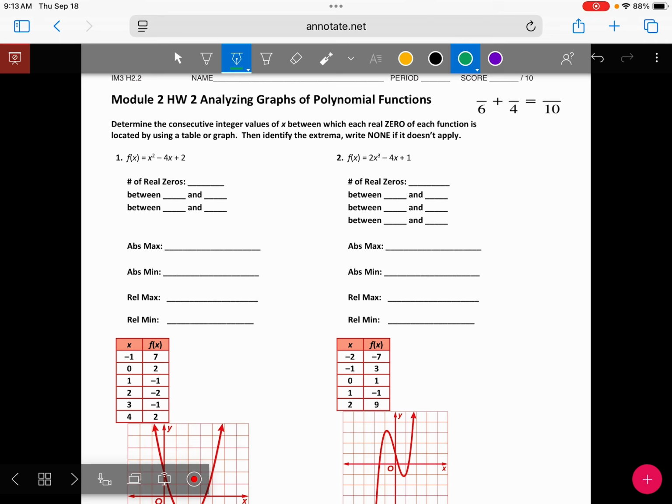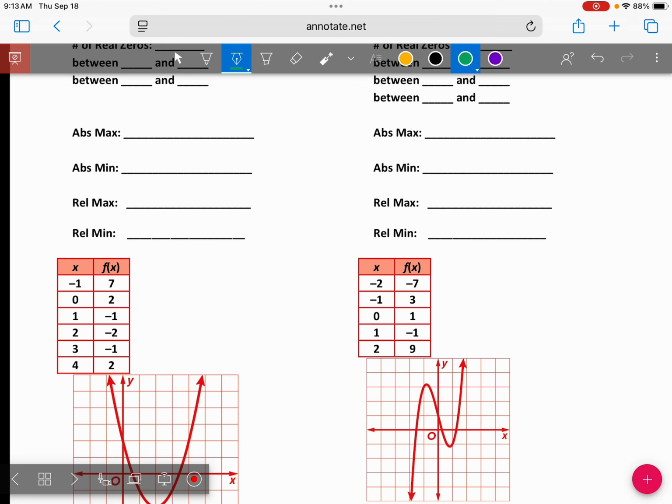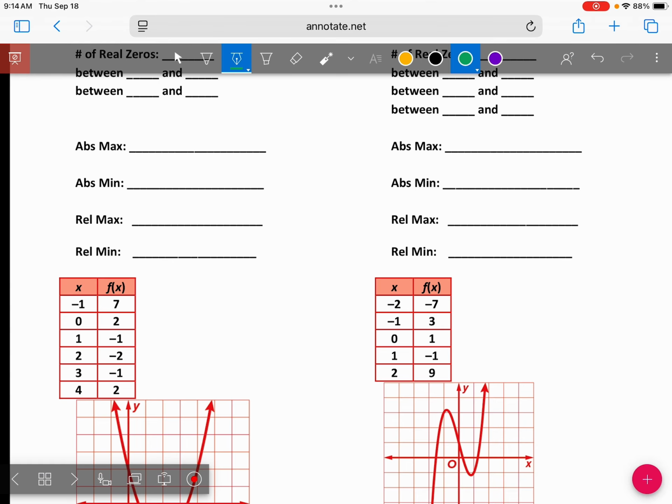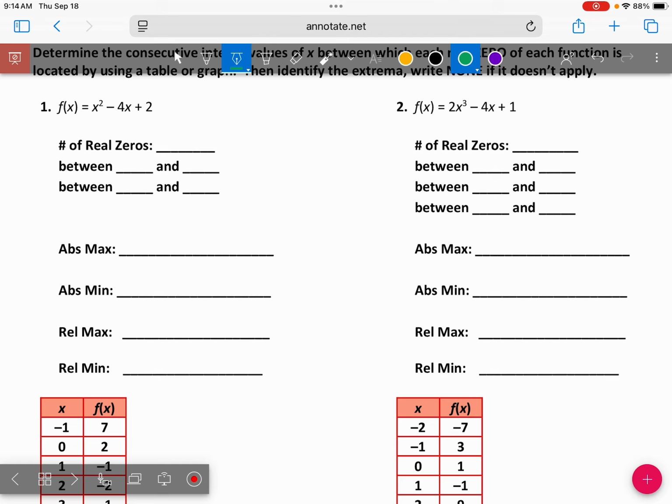All right. Write your first and last name at the top, and then this is period 3, so let's go through it together. So real zeros, that's how many times it crosses the x-axis. So looking at this graph, show me with your fingers, how many times does it go through the x-axis? So we agree that there are 2.